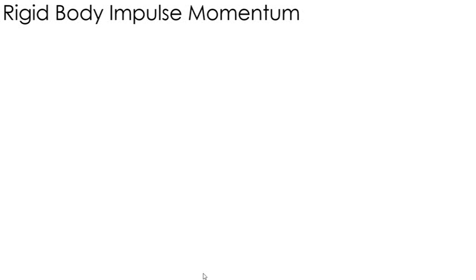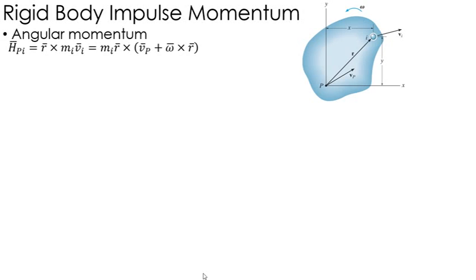All right, now we're going to look at rigid body impulse momentum. So the first thing we're going to do is figure out the angular impulse of a rigid body. And we'll do this the same way. We'll look at a single particle within a rigid body.